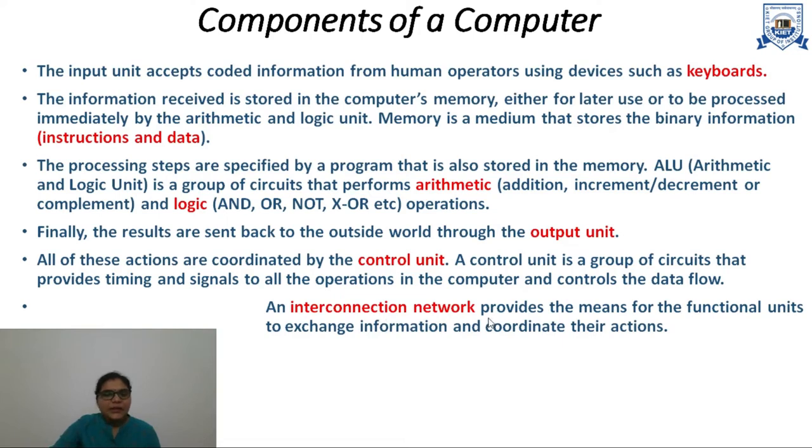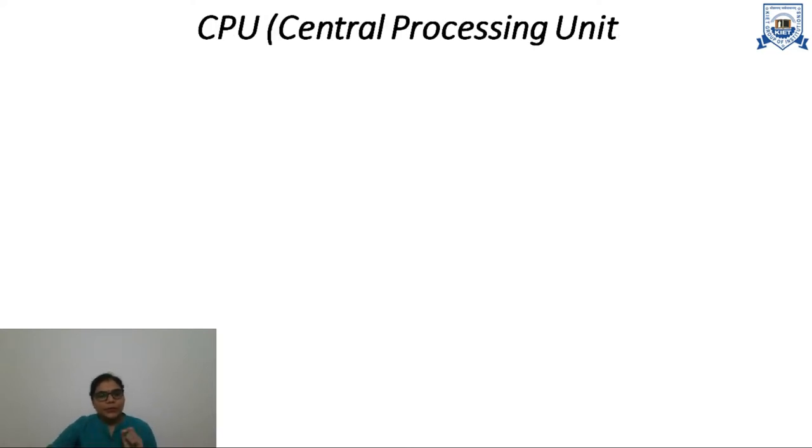An interconnection network. So we have multiple modules in a computer, so we should have some mechanism to connect one module to another. The interconnection network provides the means for the functional units to exchange information and coordinate their actions. It will connect one module to another, and it also provides the facility of data transfer from one module to another.